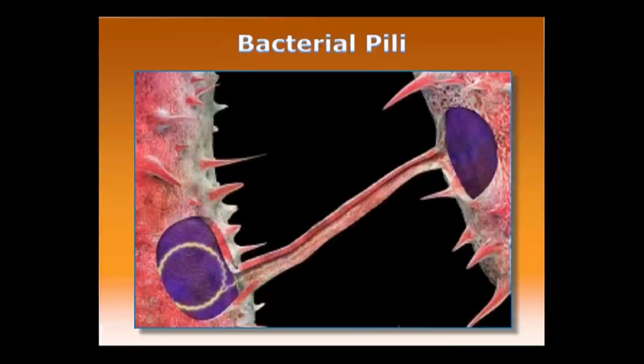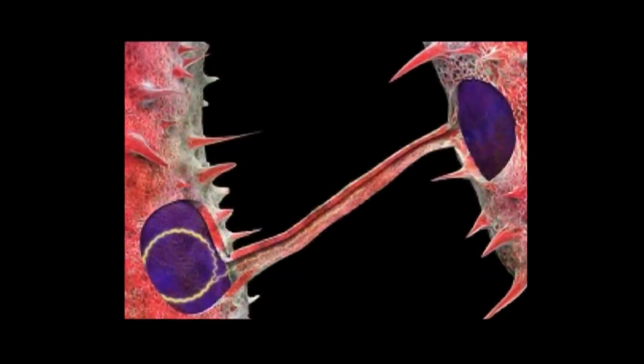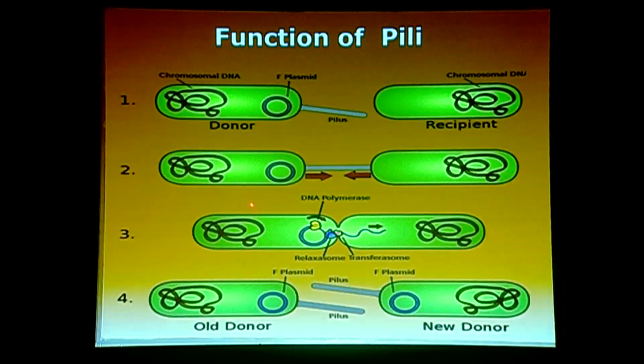Bacterial pili. Pili is not needed for the bacterial motility, but pili having very shorter structure, it helps in bacterial conjugation, that is transfer of genetic material from donor cell to the recipient cell. So, this is the picture showing the function of pili.